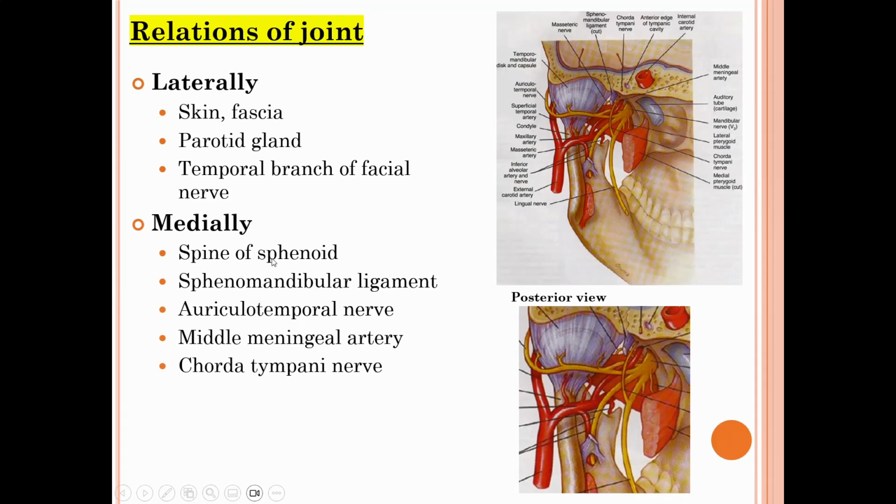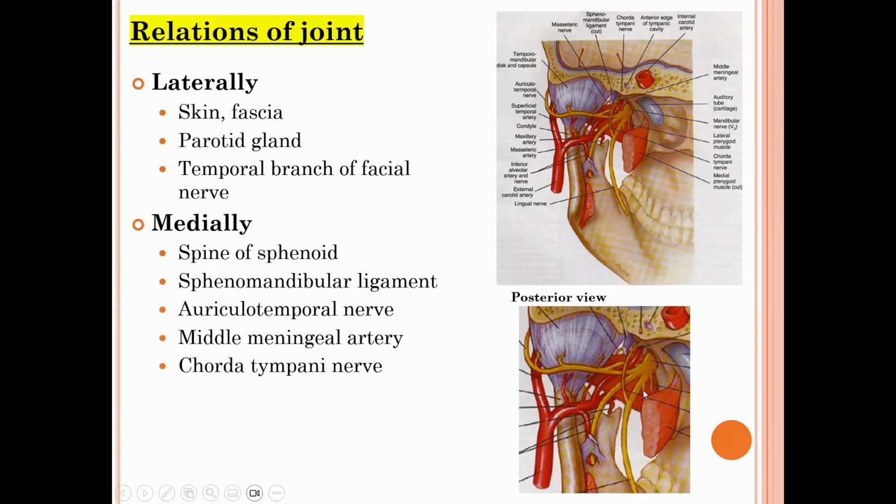You can see the spine of the sphenoid. Just now I mentioned the spine of the sphenoid gives attachment to the sphenomandibular ligament. Obviously the sphenomandibular ligament is there. Here it is cut and not seen, but from here to here this ligament will be there. Then obviously the auriculotemporal nerve is there. Can you see the auriculotemporal nerve? So this is the auriculotemporal nerve, here is the inferior alveolar nerve, and this is the lingual nerve.